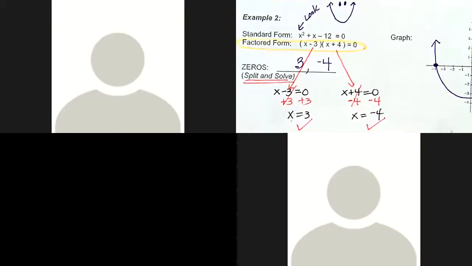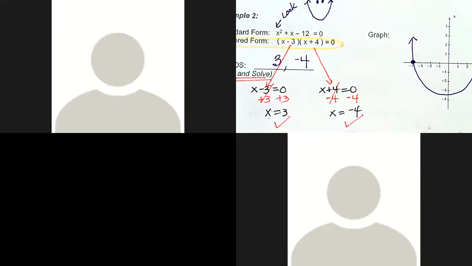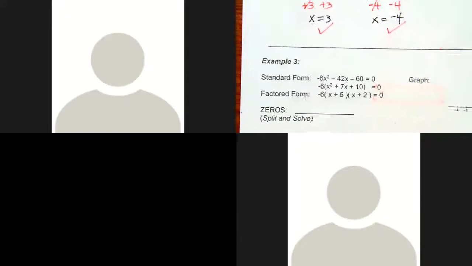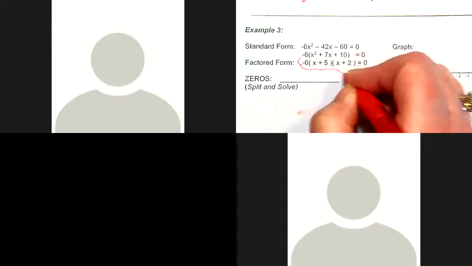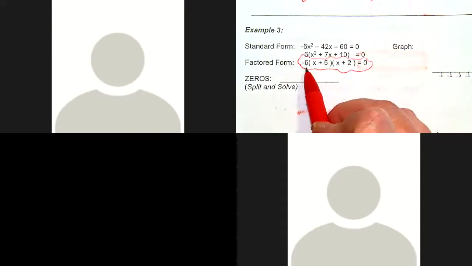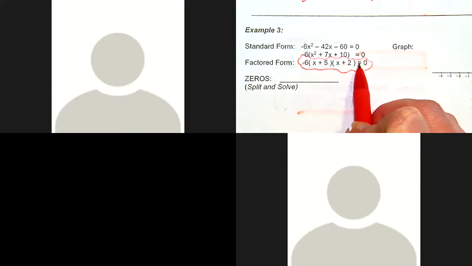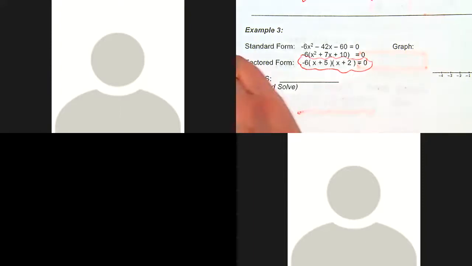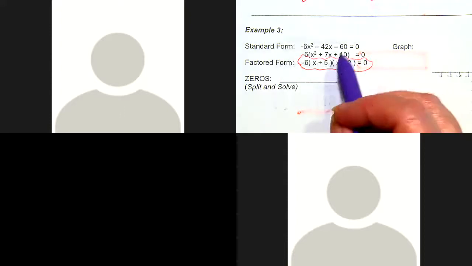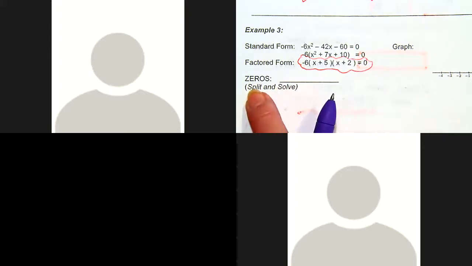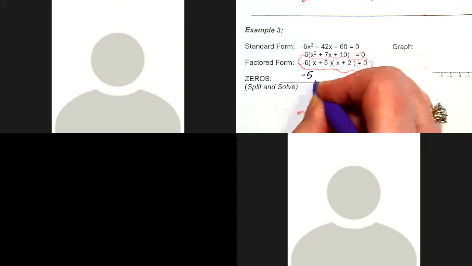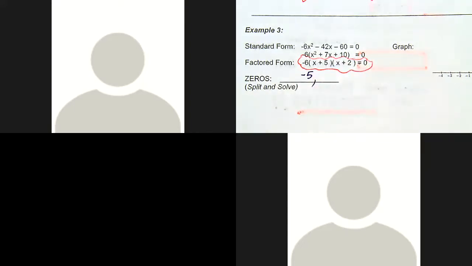So I want to look at a different one. And so the next example, it has a little bit different. And again, focus on this part that is the factored form. Now let's say the opposite trick works. What are the solutions? The solution would be -5 and -2. Right.